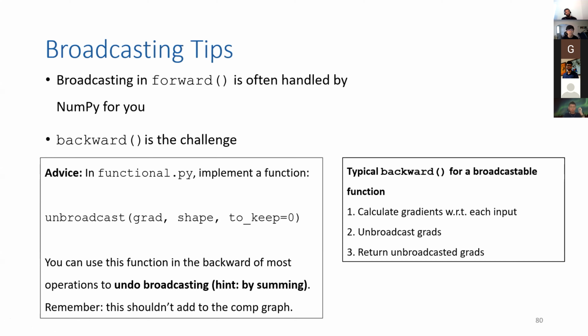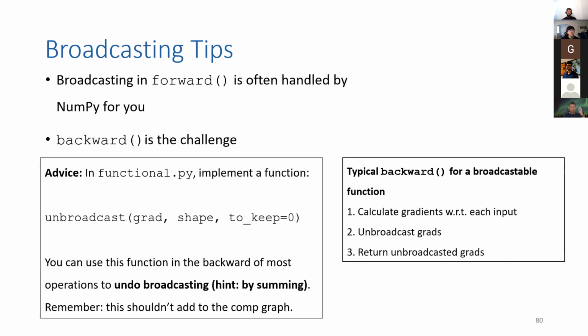In the future, I imagine you're going to need broadcasting for different types of network components. If you have this function set up, it should be really clean to just unbroadcast back to the original shapes of the inputs to the operation, if that makes sense. Again, Antti, jump in if I say something that is incorrect. But I strongly recommend implementing this function. A hint: a big part of implementing it is summing along certain axes. And a final note is that this shouldn't add to the computational graph. We're already in backprop, so you don't need more gradients, is essentially the gist of that.